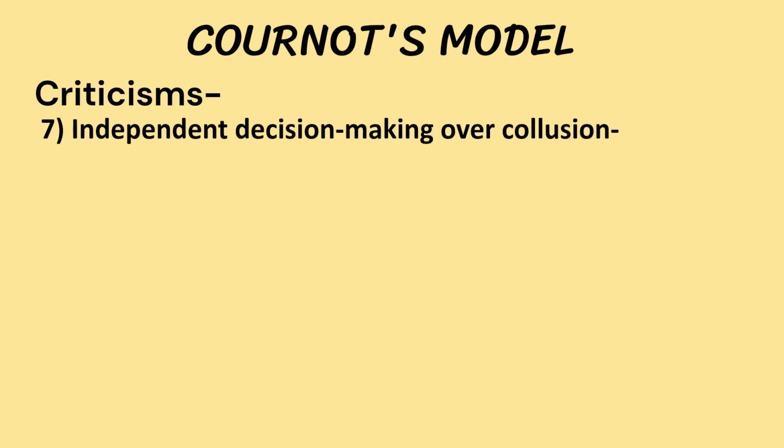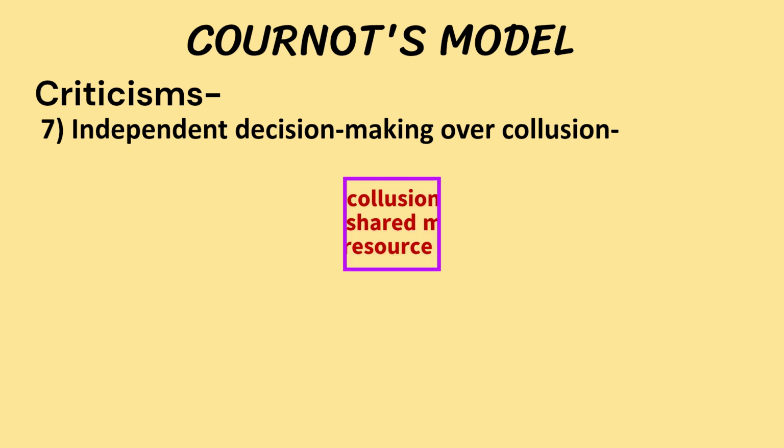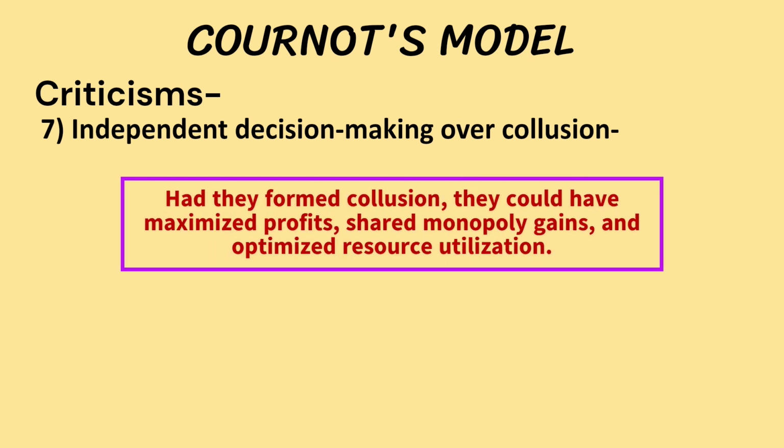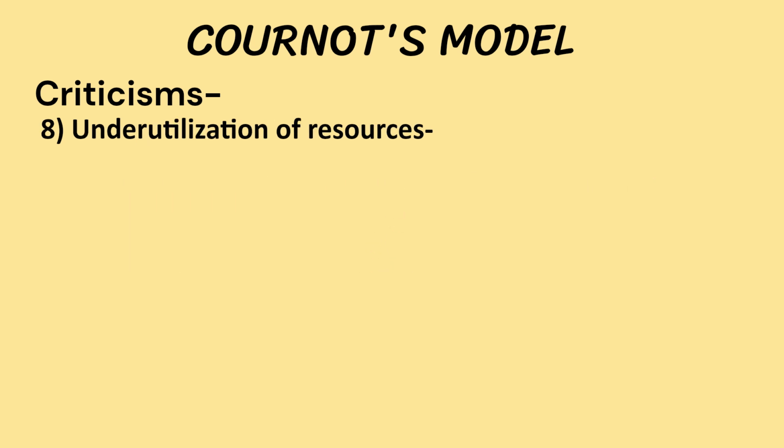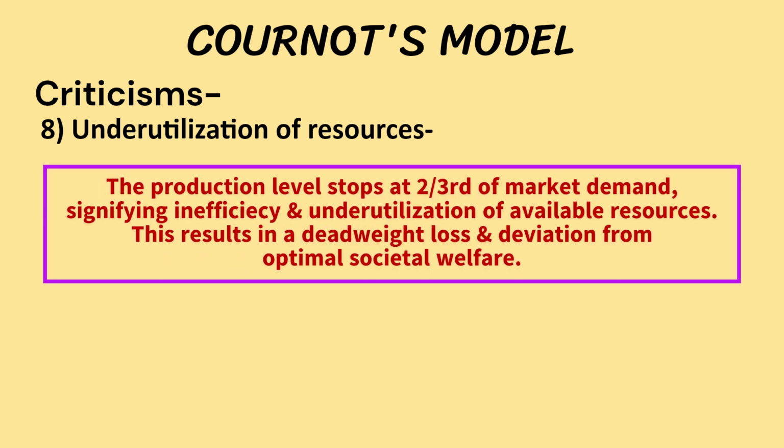Seventh point criticizes the independent decision making, because had they formed collusion, they could have maximized profits, shared monopoly gains, and optimized resource utilization. They would have been in a better position together instead of operating independently. Eighth point relates to the underutilization of resources, which is prevalent in this model. The production level stops at two-thirds of market demand, signifying inefficiency and underutilization of available resources. So, this results in a deadweight loss and deviation from optimal societal welfare.